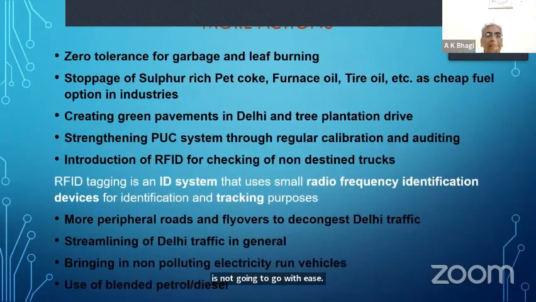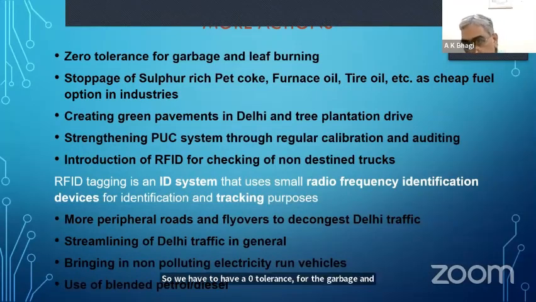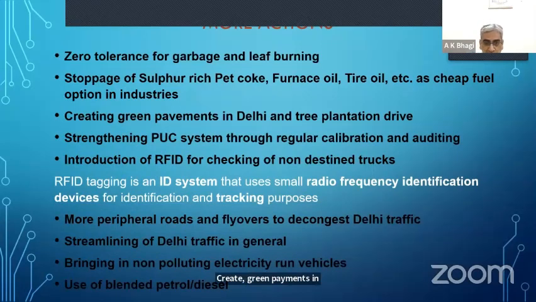So we have to have zero tolerance for garbage and leaf burning. We have to stop using pet coke, furnace oil, tire oil, etc. as cheap fuel options for the industries and brick kilns. Create green payments in Delhi. Use the refit system. It is now being used.